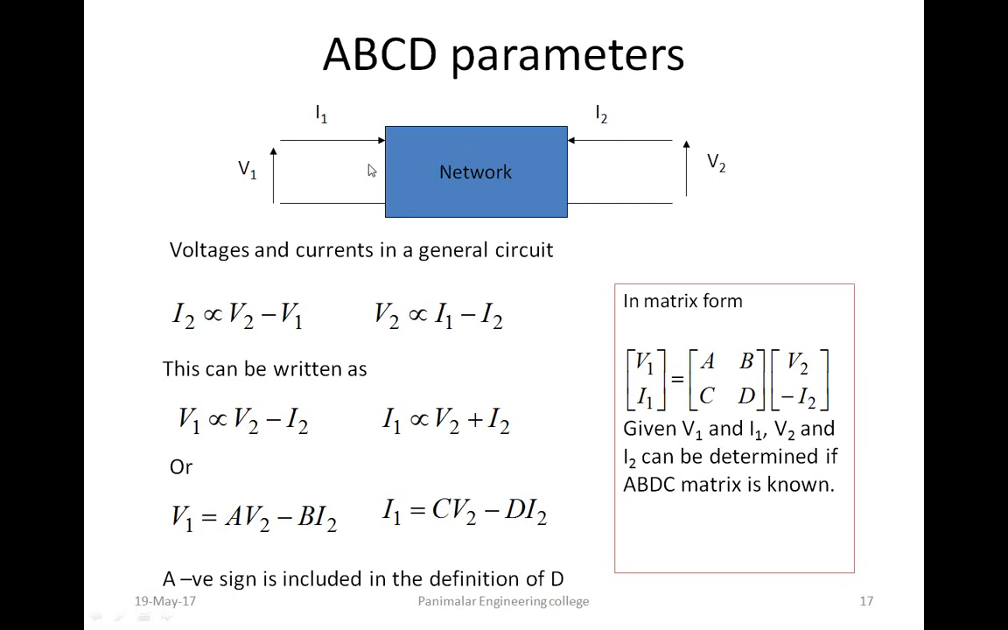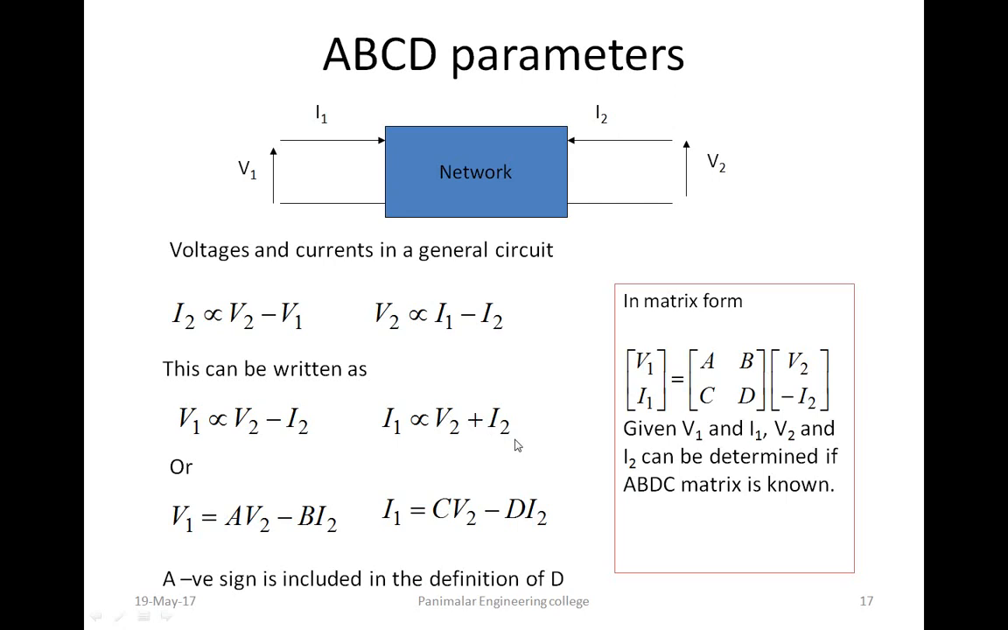Here, the difference in voltage is considered. For example, considering a two-port network, the current is flowing in the same direction, I1 and I2. Voltage and current in general in a two-port network is defined as I2 is proportional to V2 minus V1, V2 is proportional to I2 minus I1. This can be written as V1 proportional to V2 minus I2, I1 is proportional to V2 plus I2.